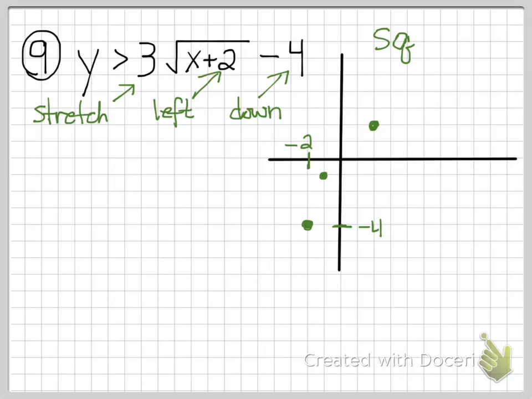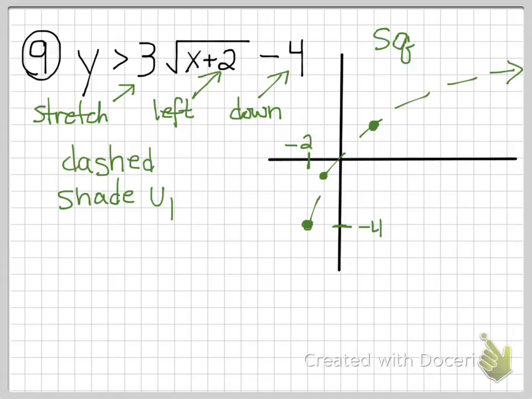Now what kind of line do I draw? We're going to draw a dashed line. It's dashed because there's no equal sign underneath that inequality symbol. So we draw a beautiful dashed line. Which way do we shade? We are going to shade up. We shade up because it is a greater than. So directly above my curve, I'm going to shade up. Remember, we cannot go past the starting point. We have to go only above the curve. So we've got our shaded region.